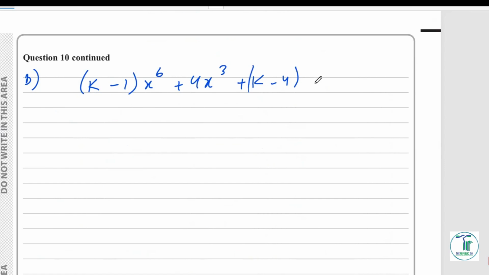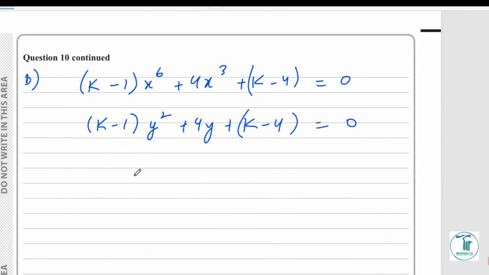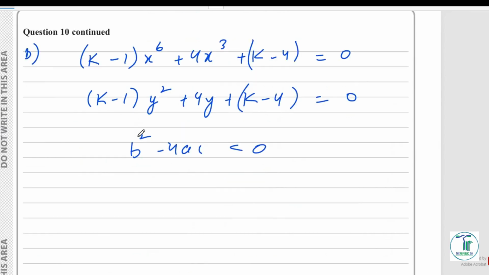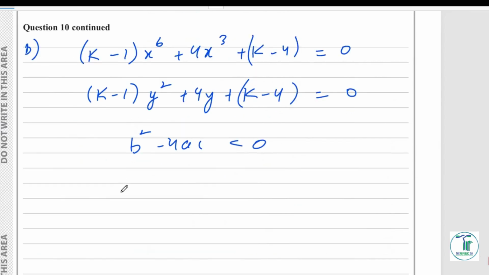First of all, I'm going to transform this equation into a quadratic one, so I can rewrite it as (k minus 1) times y squared plus 4y plus k minus 4 is equal to 0. Now, for this equation to have no real roots, the discriminant should be less than 0. I'm going to plug the values in. b is 4. 4 squared has to be 16, minus 4 times a, which is k minus 1, times c, which is k minus 4. It should be less than 0.